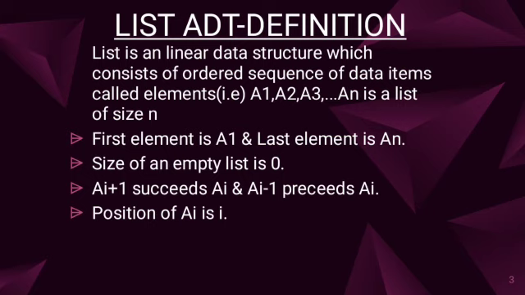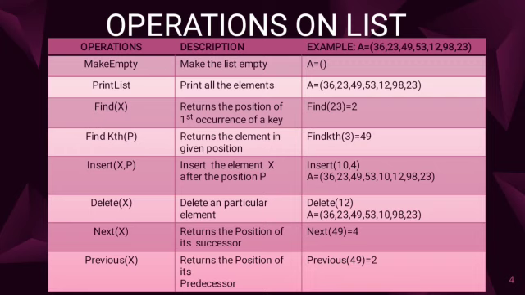Then, the position of Ai is i. That means, the position of A1 is 1, the position of A2 is 2, the position of A3 is 3 and so on. These are the basic notations present in the list ADT. Next we see the various operations performed on list ADT. First one is make empty.